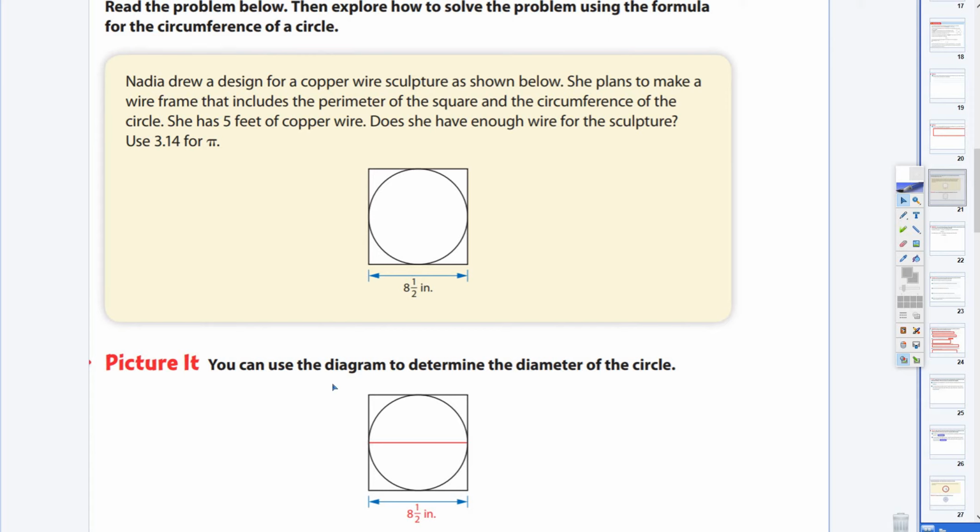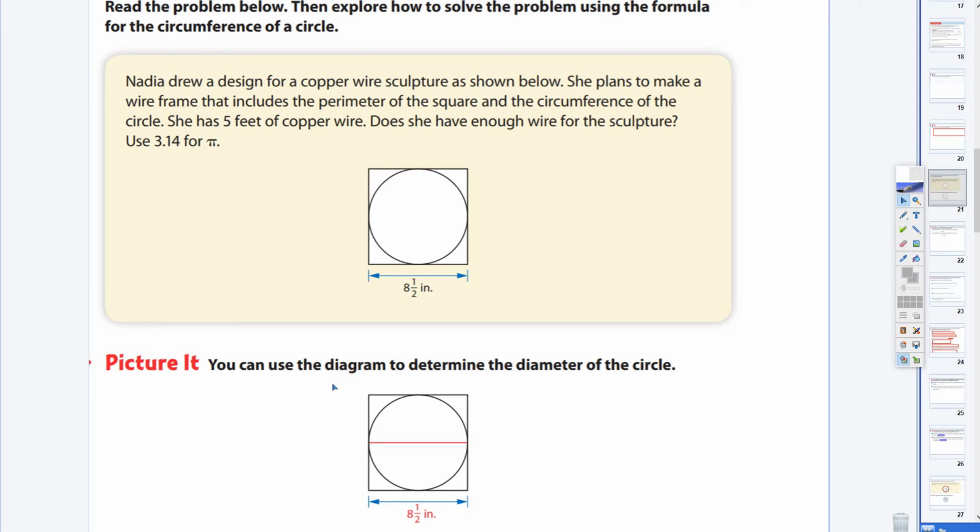Let's read the problem below, then explore how to solve the problem using the formula for the circumference of a circle. If you don't remember what the formula is for circumference of a circle, look at your reference sheet, or you can look at the previous video.